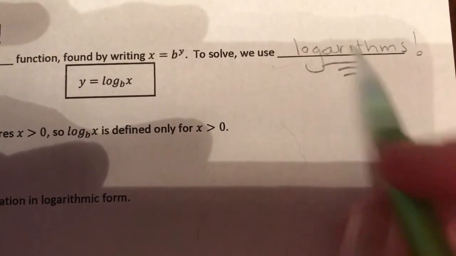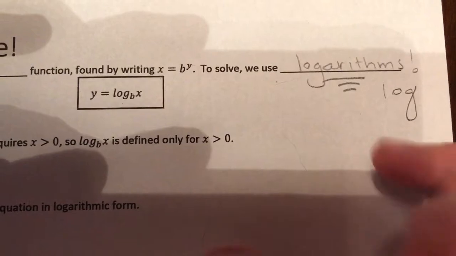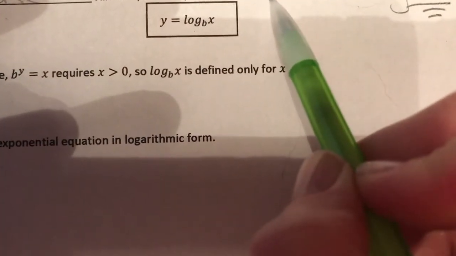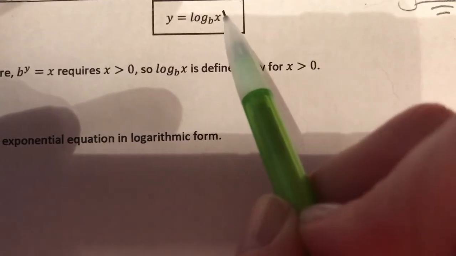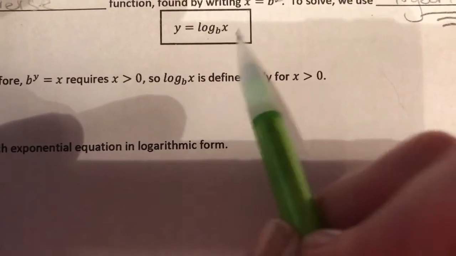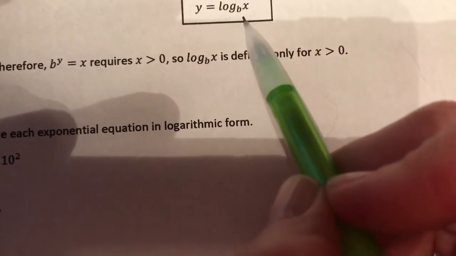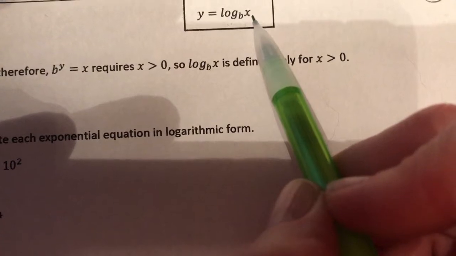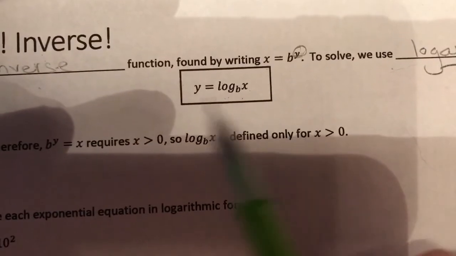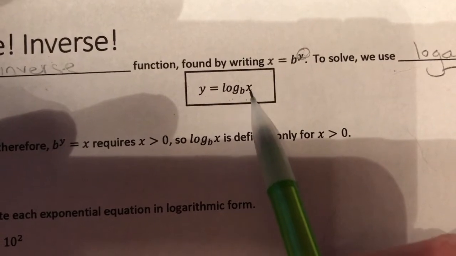The abbreviation for logarithm is just log. So you can see, in order to get this y by itself, we actually took the log of both sides. And that's how we wound up with y equals the log base b of x. I'll say that again. Y equals log base b of x.